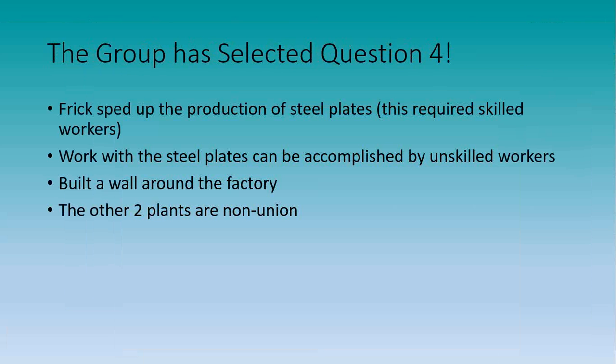So he has a plan in mind, right? He also built a wall around the factory. And not only did he build a wall around the factory, he put gun outlets in it so that he could actually fire down on people if it was to get stormed. The other 2 plants that belong to Carnegie are non-union plants. They cost less to operate and they're more automated.